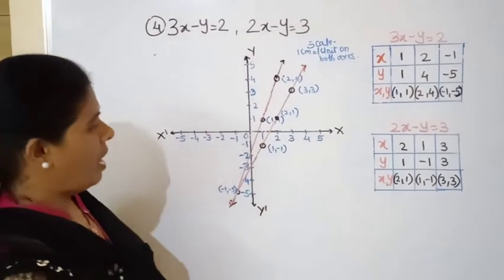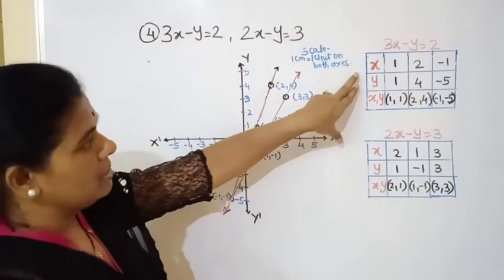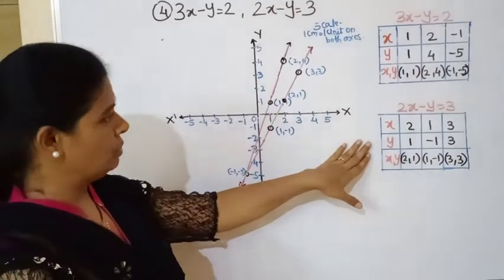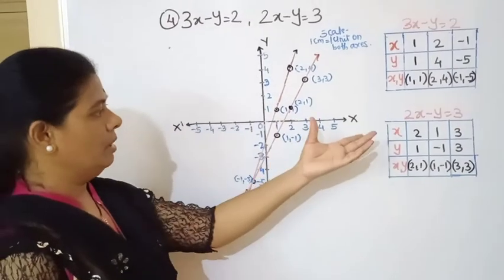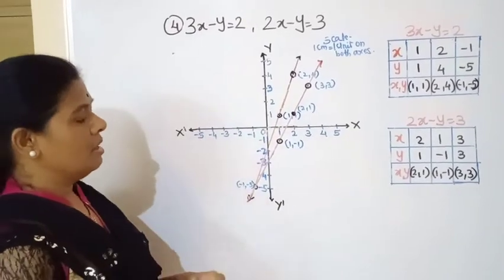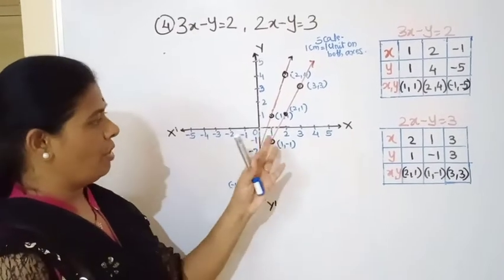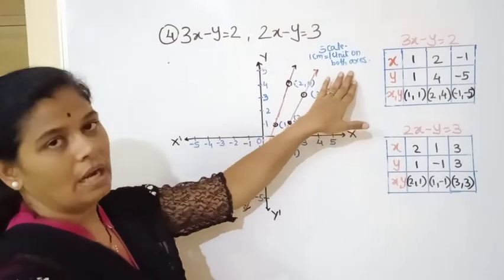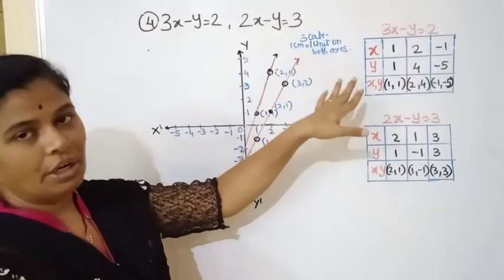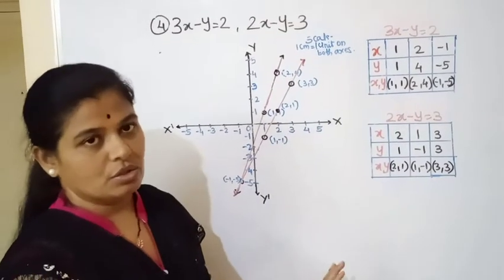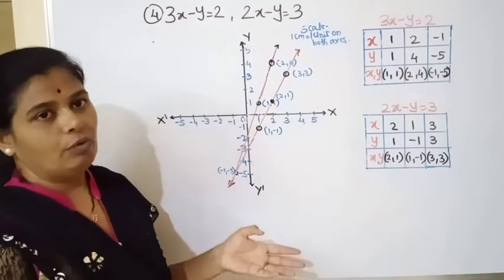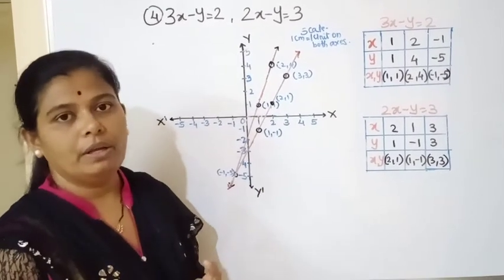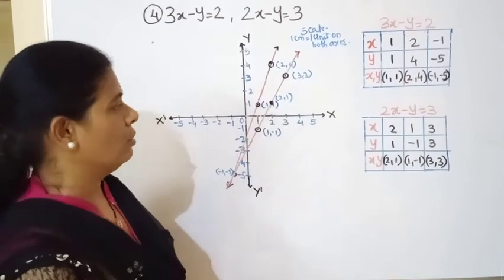As you can see here, I have drawn the graph, the two tables of the two equations, that is 3x minus y equal to 2 and 2x minus y equal to 3. I have drawn the x-axis and y-axis, and written the points or the coordinates 1, 2, 3, 4, 5, even the negative points. And you can see the scale I have written at the top, that is 1 centimeter equal to 1 unit on both the axes. So don't forget to write the scale. If you do not write the scale and the x and y axes, your marks will be reduced. So be careful. You have to write all those things.